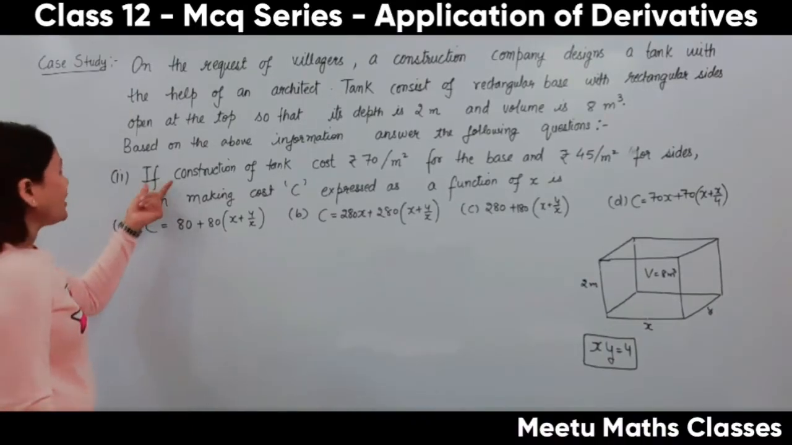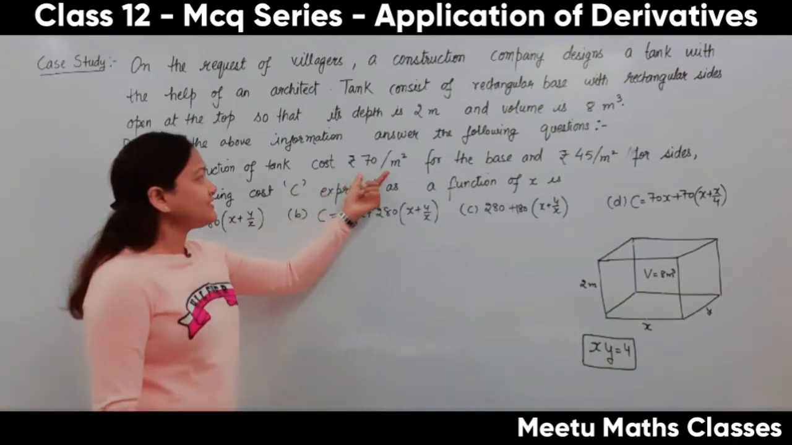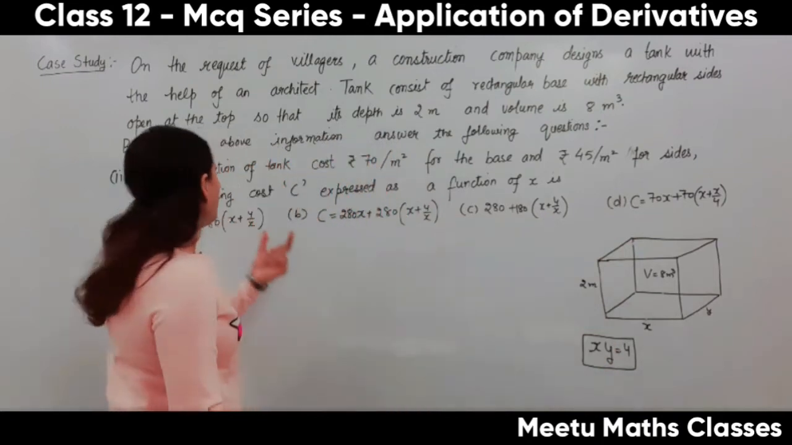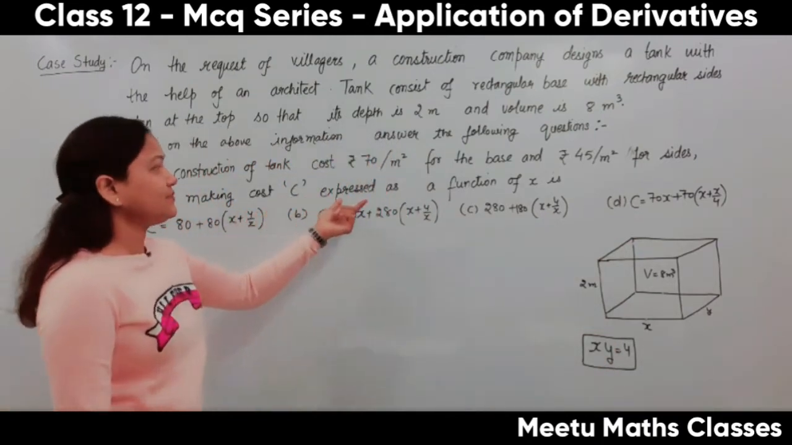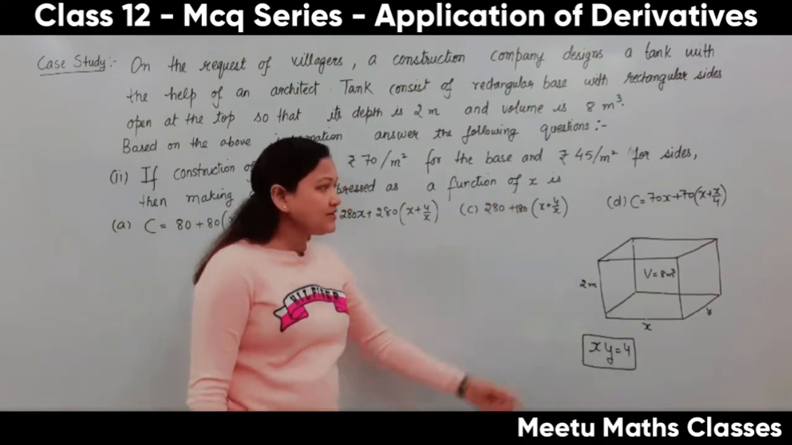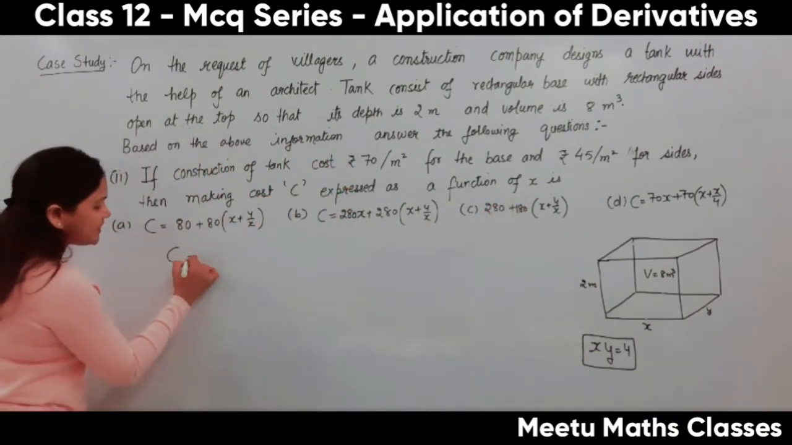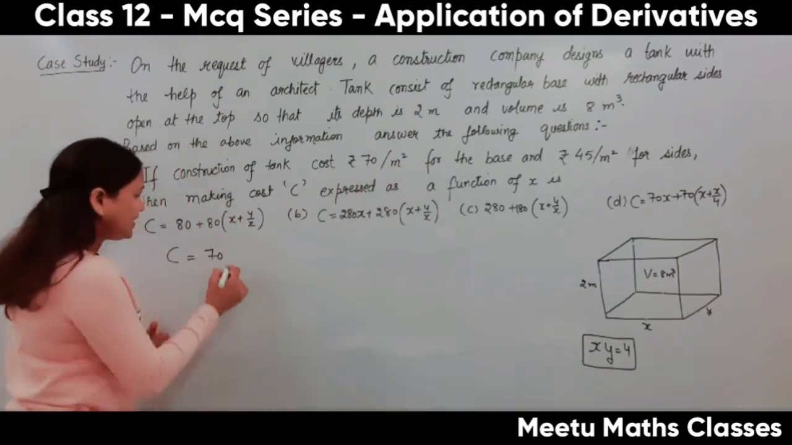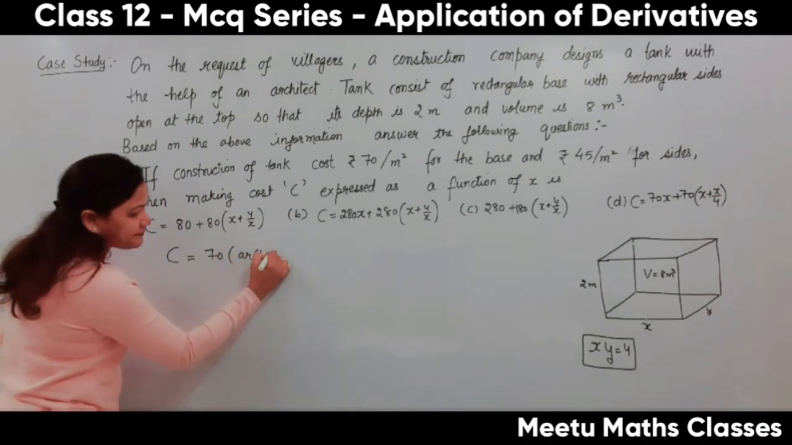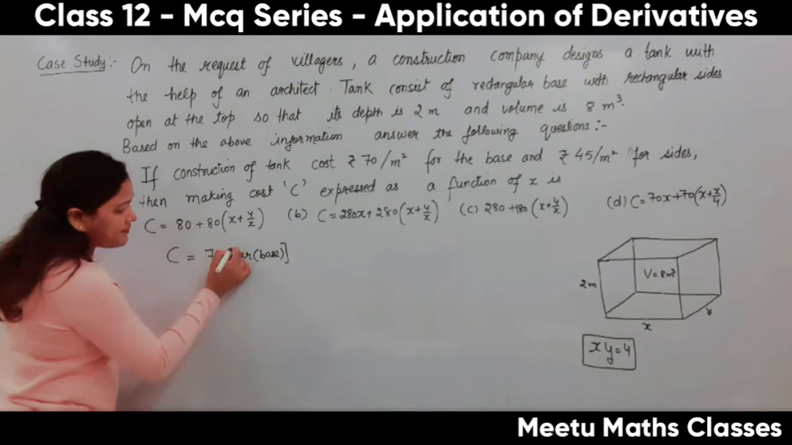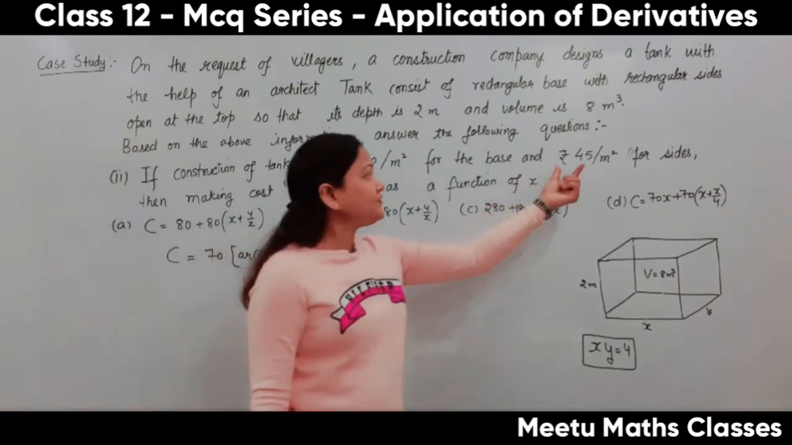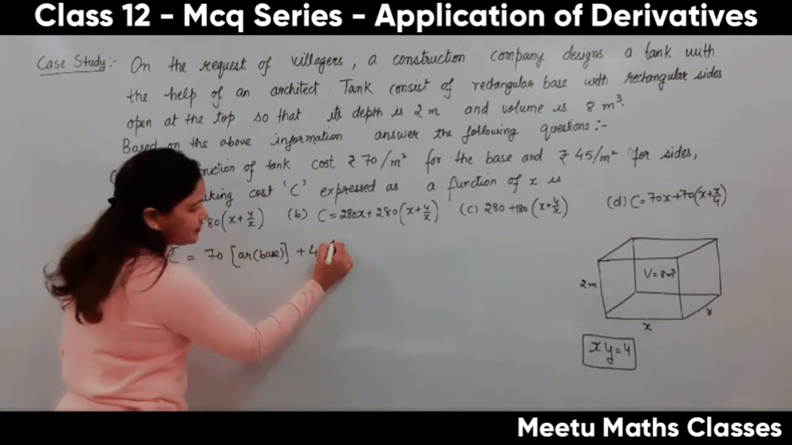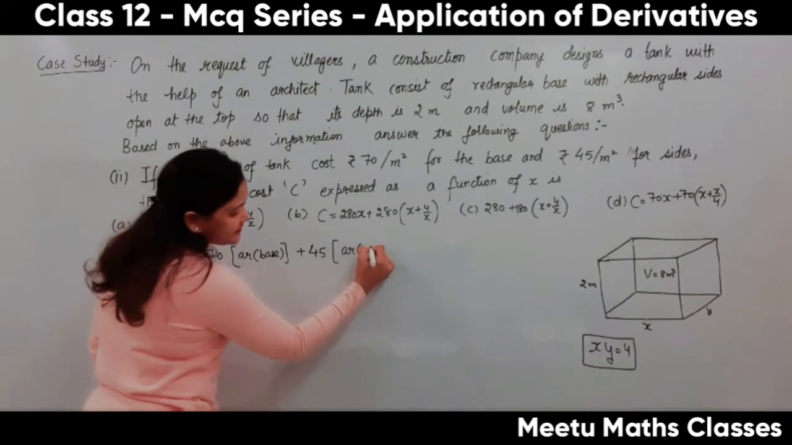Your second part says, if construction of the tank costs rupees 70 per meter square for the base and rupees 45 per meter square for the sides, then the making cost C expressed as a function of x is. So you are supposed to find out the making cost. The making cost will be rupees 70 per meter square for the base, so 70 into area of base, plus rupees 45 for sides, and the tank has 4 sides, so rupees 45 into area of sides.